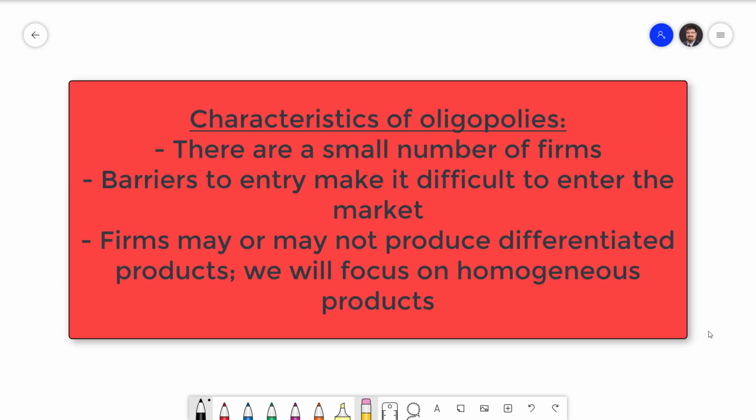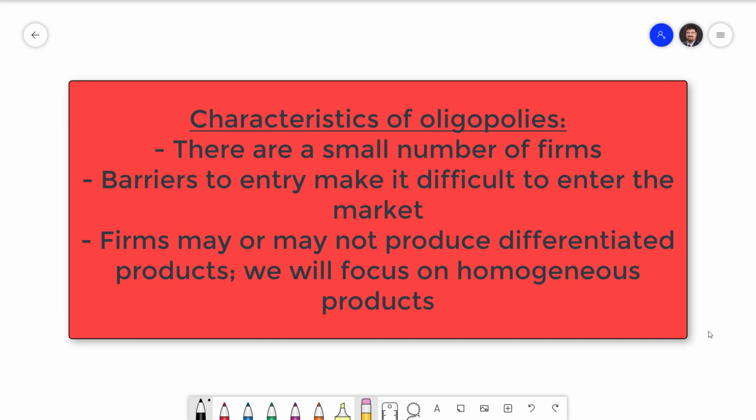An oligopoly is a market with a small number of firms which are large relative to the total industry. There is more than one firm, but there are not enough firms to become perfectly competitive. This means the firms are going to have some degree of market power, but not as much as a monopoly would. Like monopolies, oligopolies have barriers to entry to prevent new firms from entering the market, even in the long run. The firms may or may not produce differentiated products.